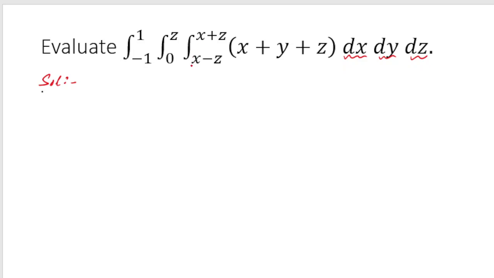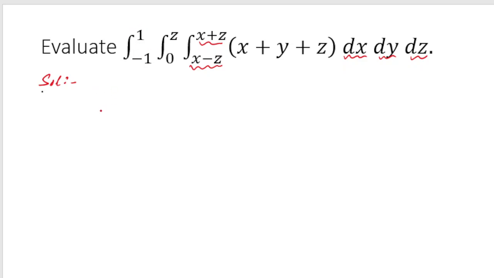So if you look at the limit here, it is given to be x minus z to x plus z, and the limits are given in terms of x and z. So certainly it should be the limit of y. So even though it is written dx, dy and dz, first we will integrate it with respect to y, and once we integrate it with respect to y, the next thing is 0 to z, which will be the limit of x, and finally this is the limit of z.